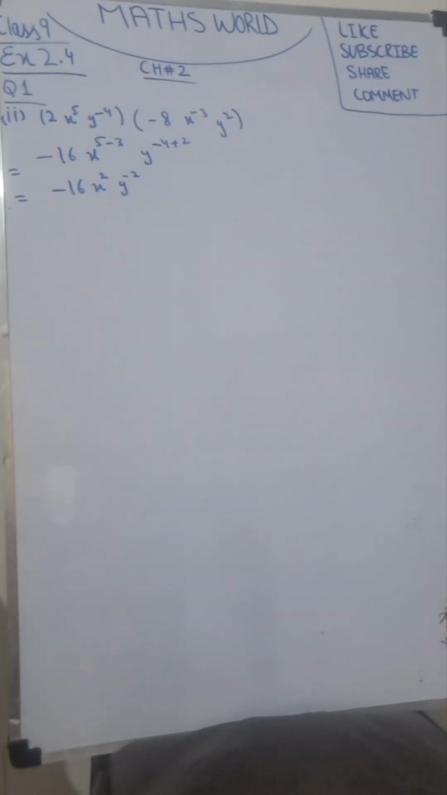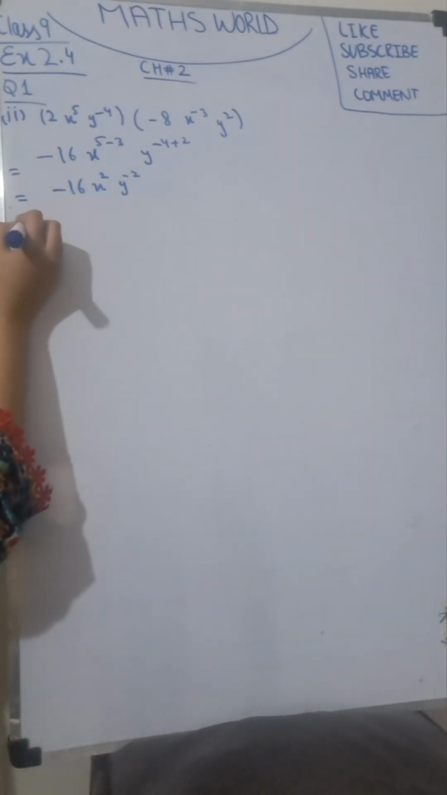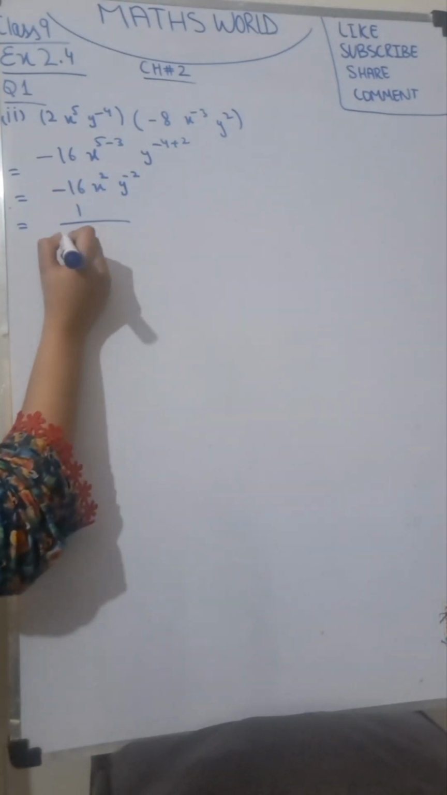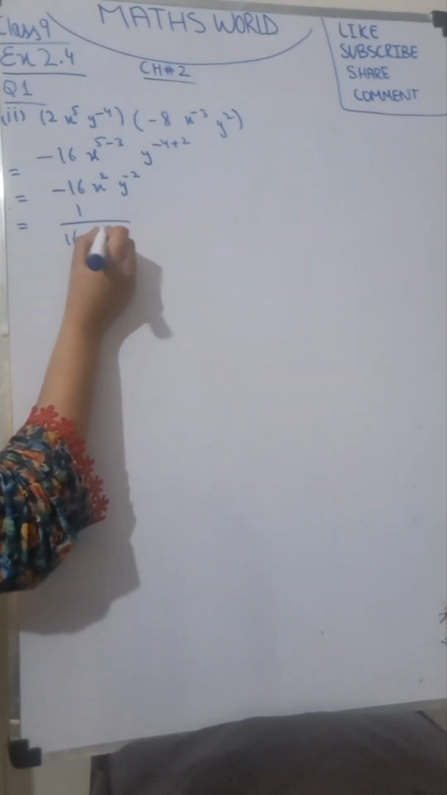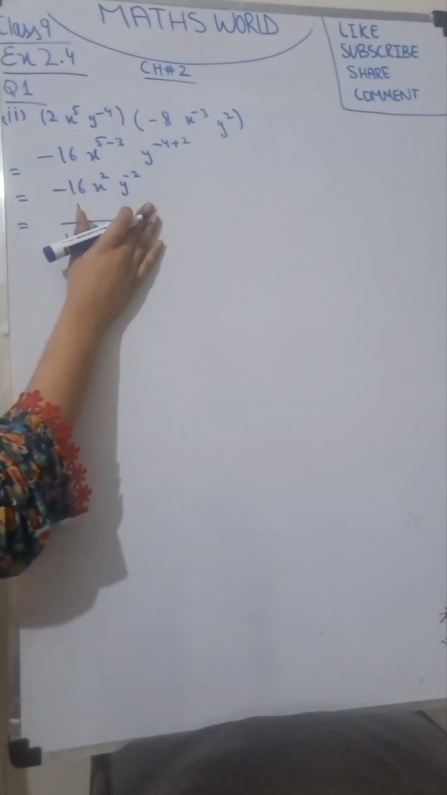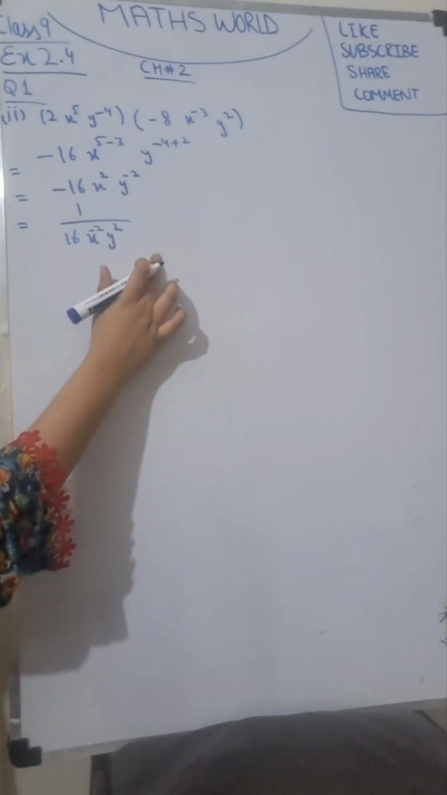Now what you can do, either you can write it here or like this. You can go downstairs and reciprocate to 16 y^2 and y^2. So either answer would be right, either this one or this one.